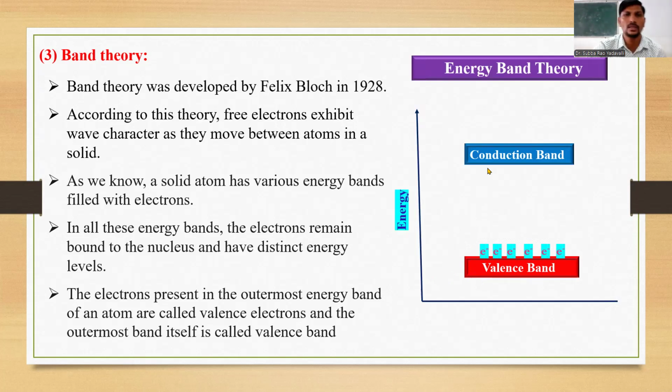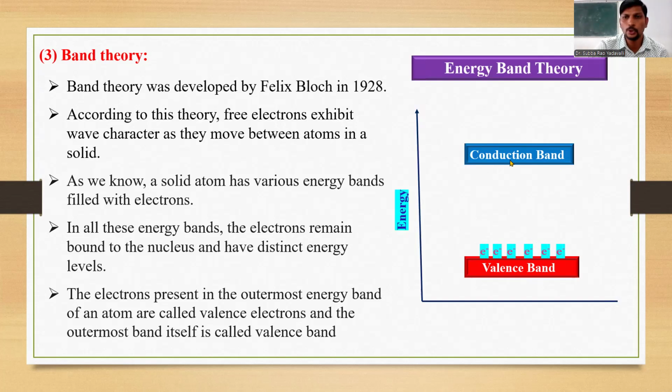This conduction band also has electrons. The electrons in the valency band move to the conduction band, and the electrons come back to the valency band. This is the way of conduction of electricity. That means the material conducts electricity by the transfer of electrons from the valency band to the conduction band.